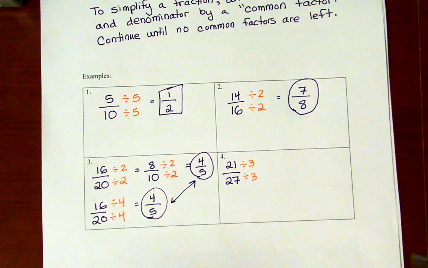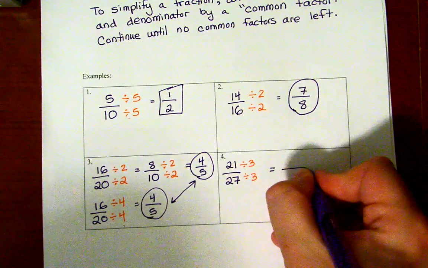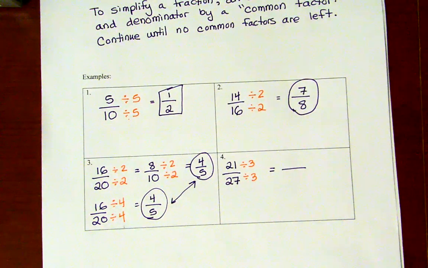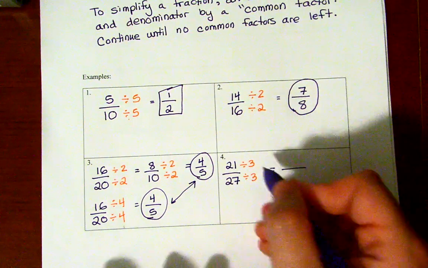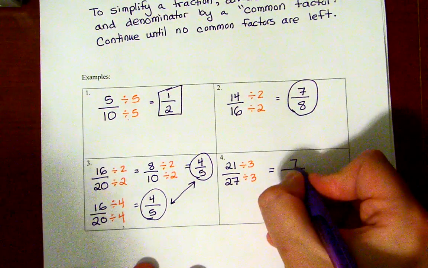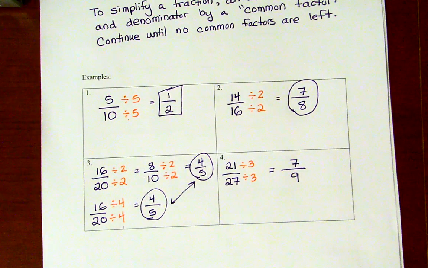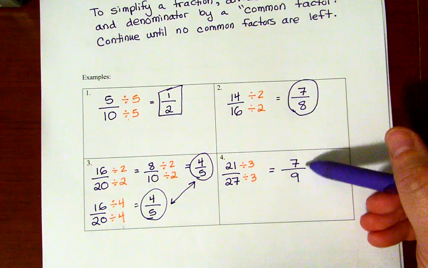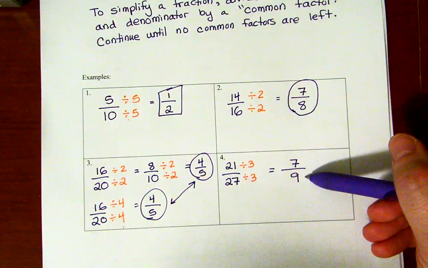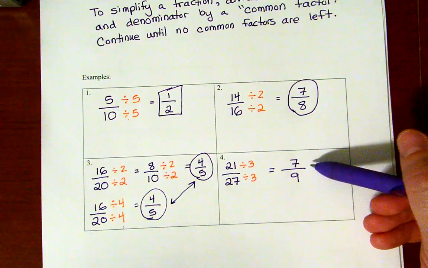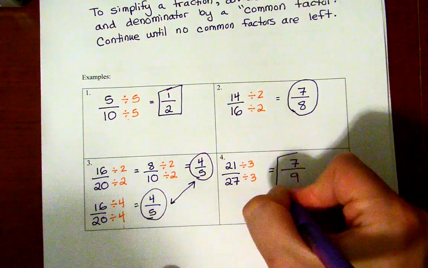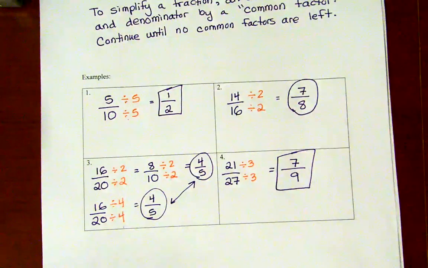I want you to take a moment to go divide the top by 3, the bottom by 3, and give me an answer. 21 divided by 3 is 7. 27 divided by 3 is 9. I'll then go and look at that 7 and 9. They do not have anything in common. I can't divide them by anything. I guess I could divide the 9 by a 3, but I couldn't also divide the 7 by a 3. So this is the best I can do. That is my final simplified fraction.